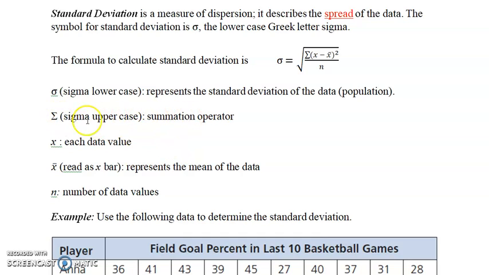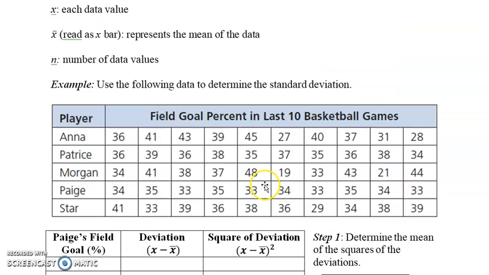So sigma, remember, is the uppercase sigma summation sign. So it's the sum of. X is each piece of data. X with a line over it, that's read as X bar, right? We learned that in some of the last sections. That represents the mean of the data, and N is the number of data values total.